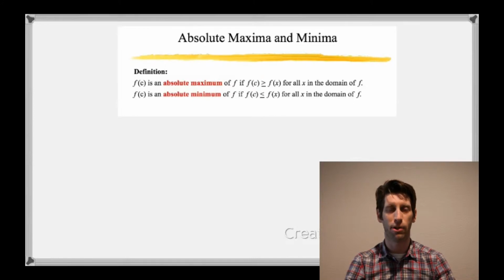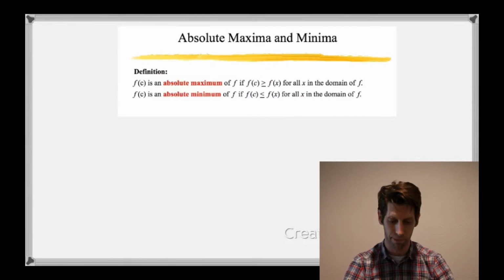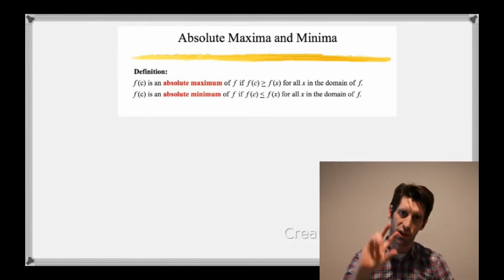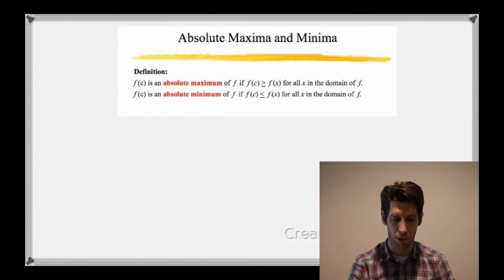A lot of times in the homework, they'll ask you to write your absolute maxima or minima as an ordered pair. But keep in mind that if they ask for an absolute maximum, it's a y value. It just happens to occur at a particular x value. The definition of an absolute minimum is similar. The only difference is that the inequality has been flipped around.